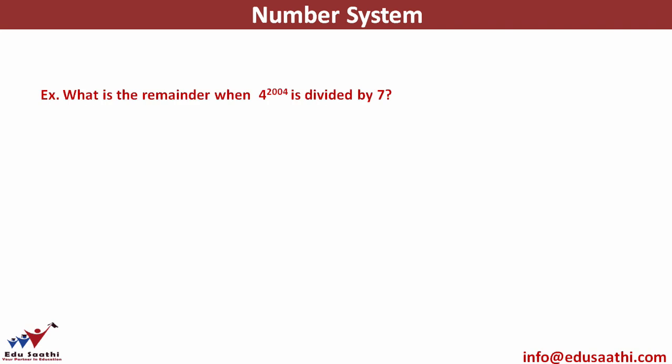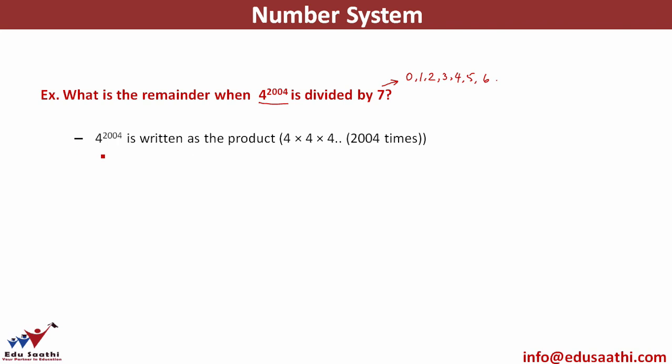Let's look at a question that we have. What is the remainder when 4 raised to power 2004 is divided by 7? So if something is divided by 7, the remainder could be 0, 1, 2, 3, 4, 5 and 6. The remainder cannot be greater than 6. So my answer for this would be in these answer options. Now look at it. 4 raised to power 2004 actually means 4 into 4 into 4 into 4 written 2004 times. So instead of actually multiplying the numbers and finding out the answer, I'll find out the remainders, multiply the remainders and get to my final answer, which is an easy way out.